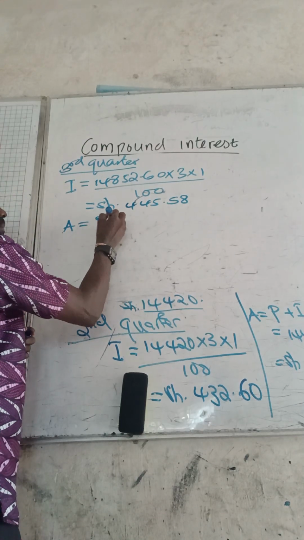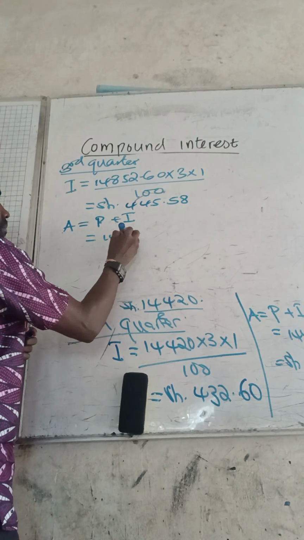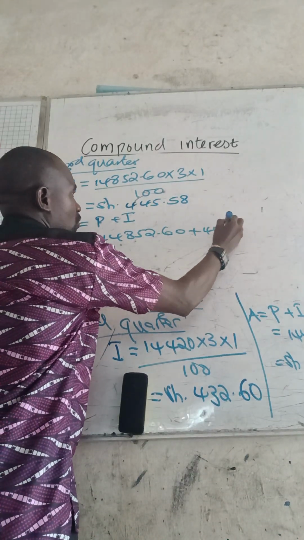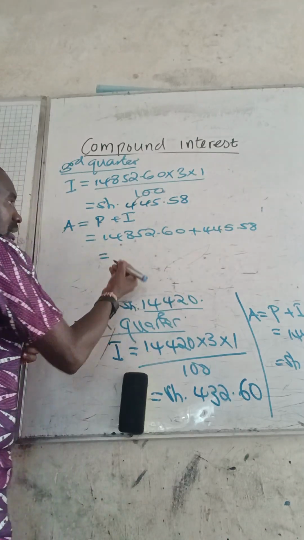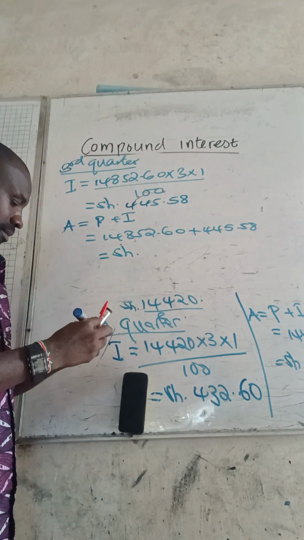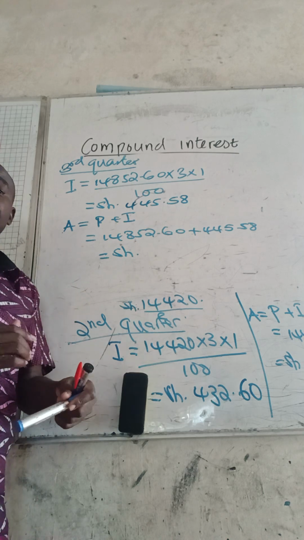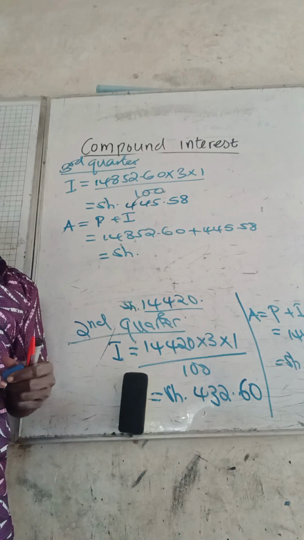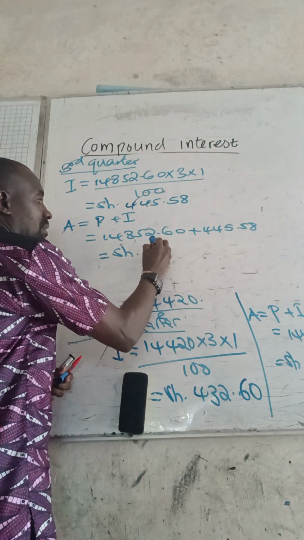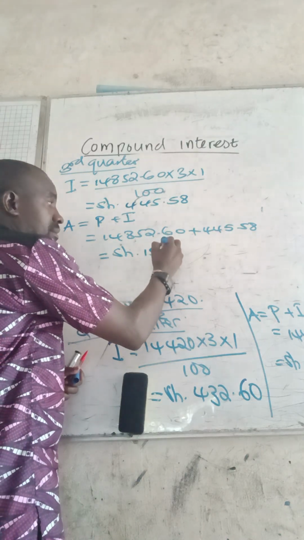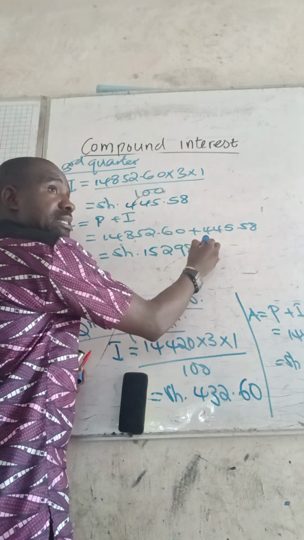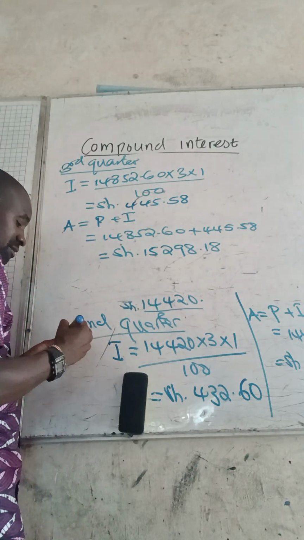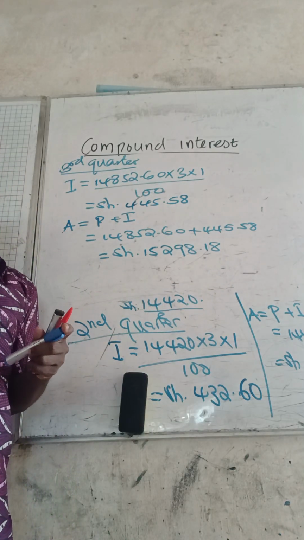So what will be the amount by the end of the third quarter? That's what you're supposed to be getting as your amount. Let's see how much we are getting. 15,298.18. That's what we have by the end of the third quarter.